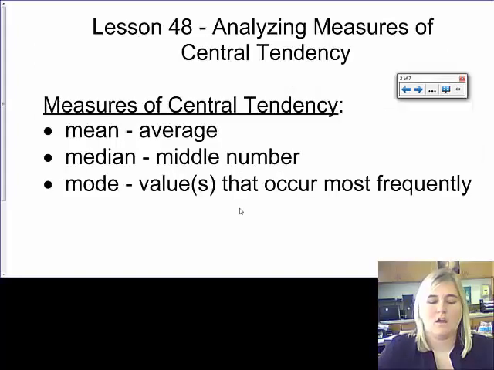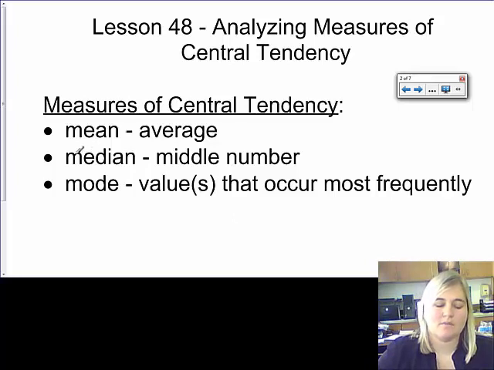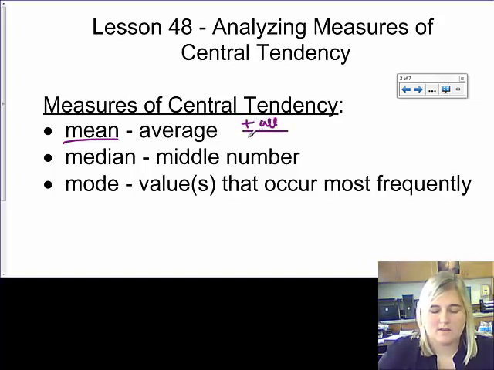Lesson 48, Analyzing Measures of Central Tendency. Measures of central tendency are the mean, which we all know as the average. To find the mean, we add all the numbers and divide by the number of numbers. Okay, so we add all, and then we divide that by the number of numbers. Okay, you should know that already.